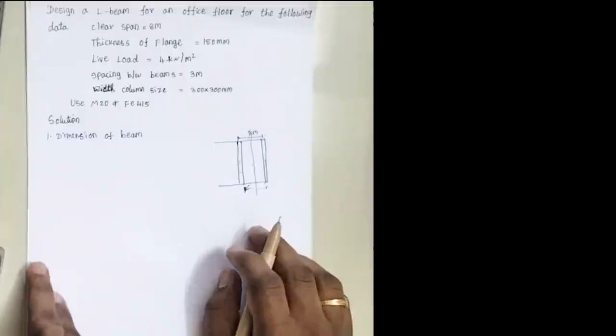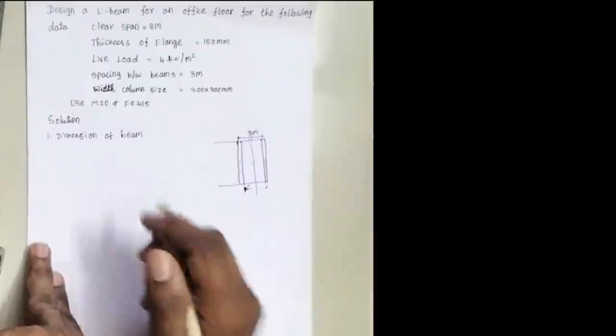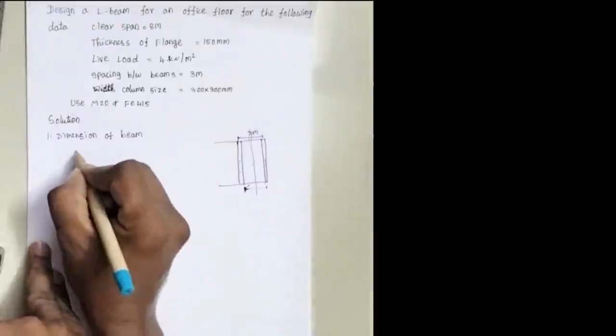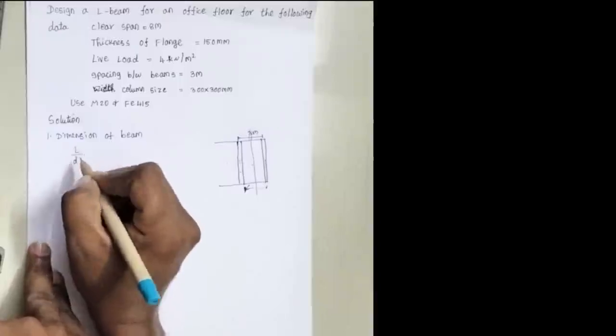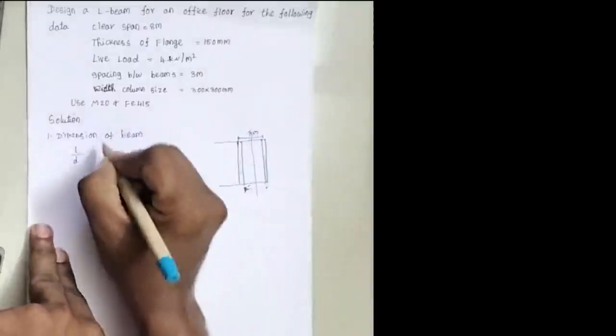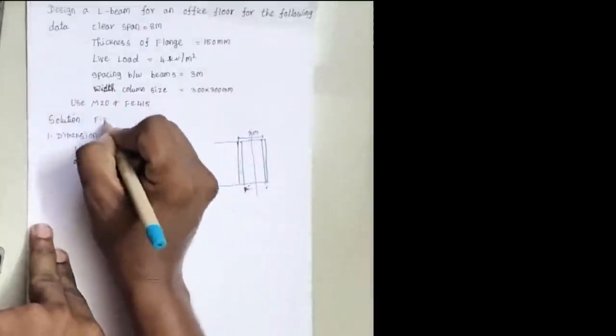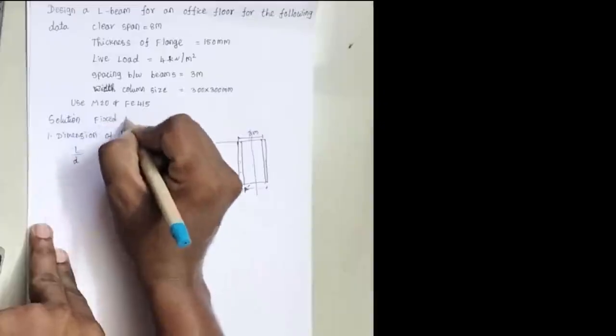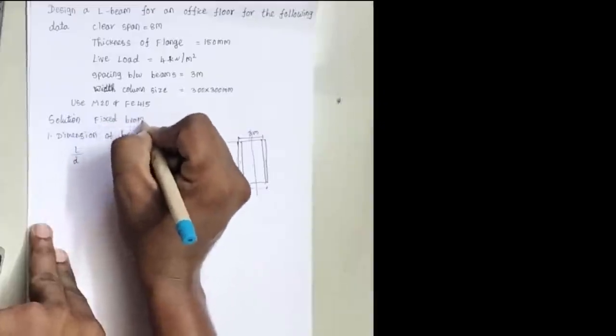So first step, they have given the clear span and they have given the thickness of flange. So we need to find out the depth of the beam, that is effective depth. So we need to use the formula L by D ratio. So let us assume this beam is fixed. Let us consider a fixed beam, because we have always been doing simply supported. So now we are going to do a fixed beam condition.